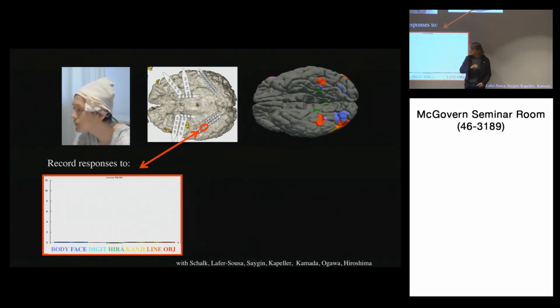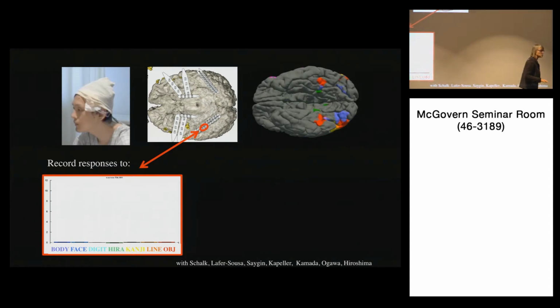Okay, so we presented stimuli that are bodies, faces, digit strings, hiragana and kanji, two different kinds of Japanese characters, line drawings of objects, and photographs of objects. And we presented them both in color and grayscale.